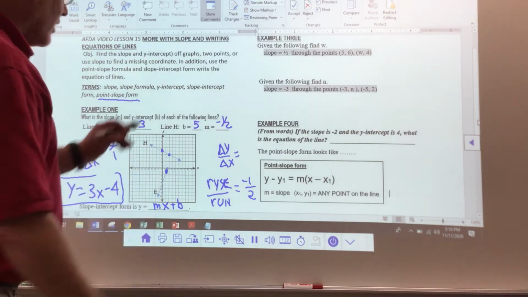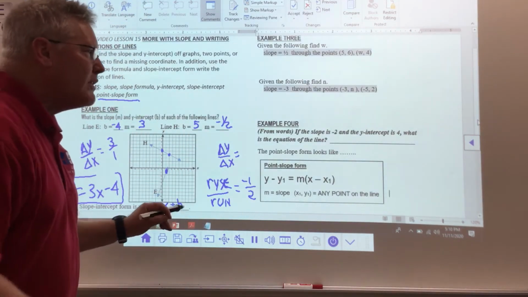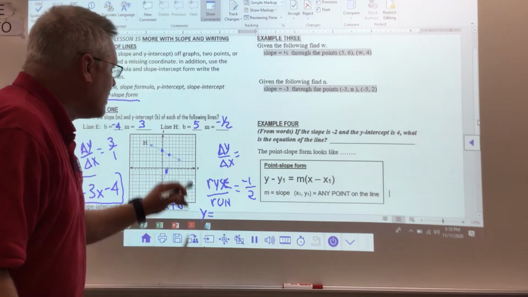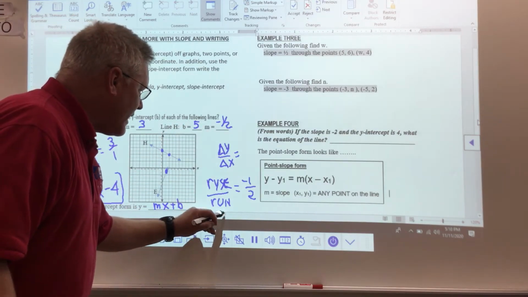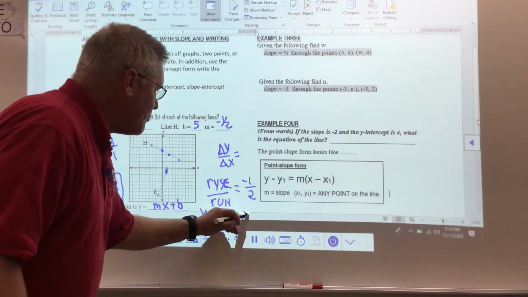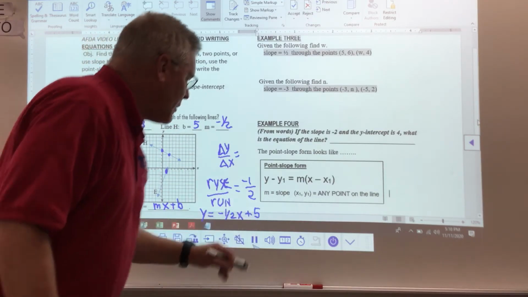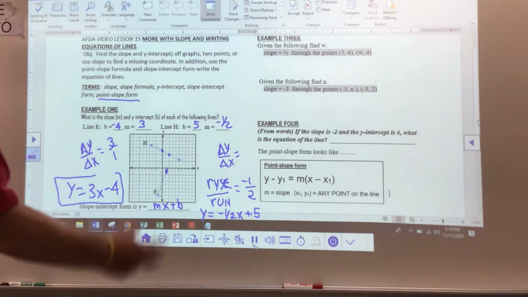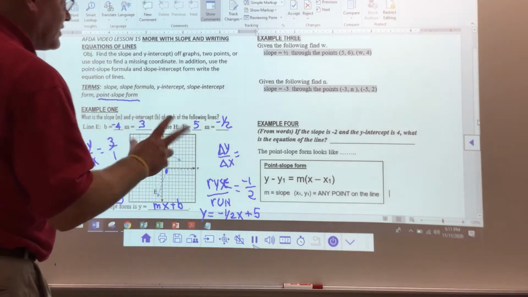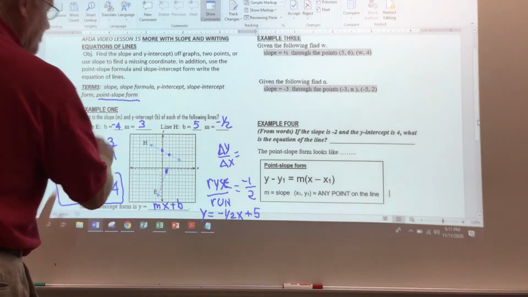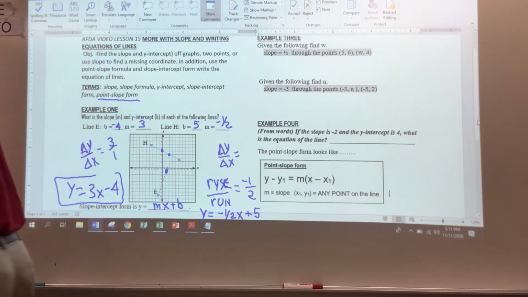The second one, I'm going to squeeze it right underneath here. That's going to be y equals, that m is -1/2. That's going to go in front of the x, plus our b, which is going to be a +5 behind it. But again, 2 things you need to write the equation of a line in slope-intercept form is the m and the b. And you found both of those off the graph.